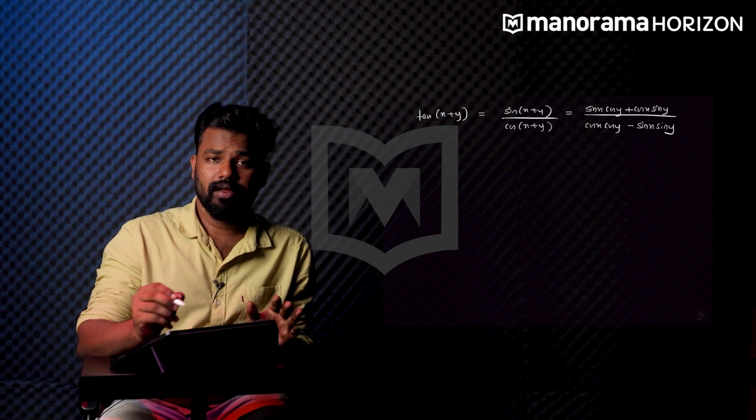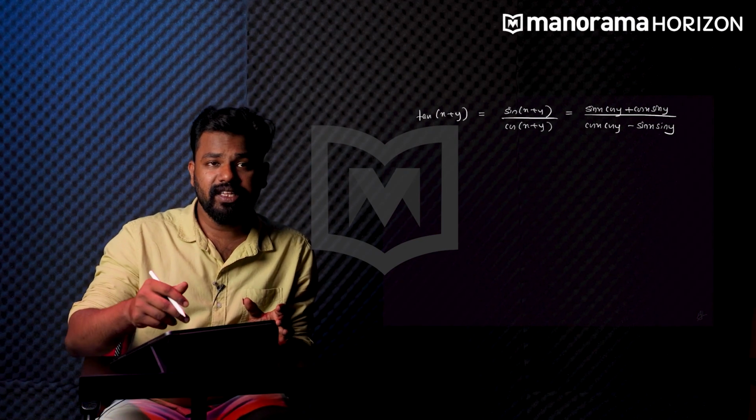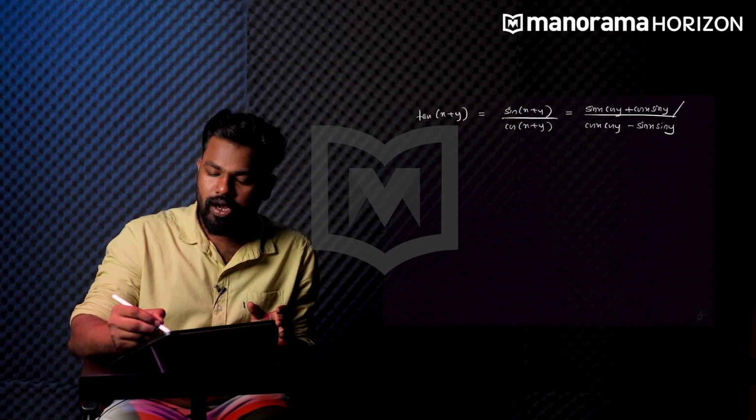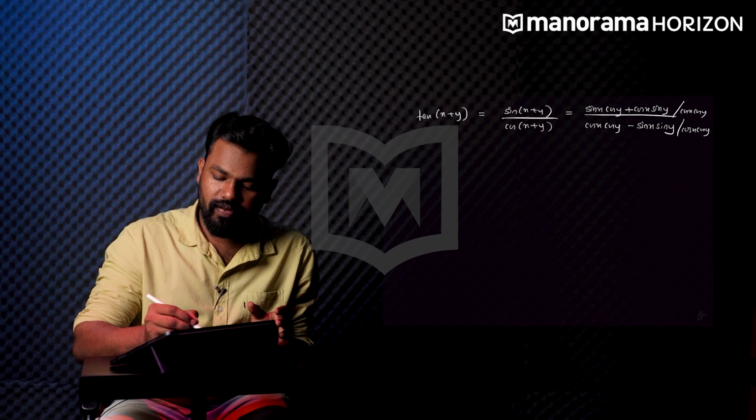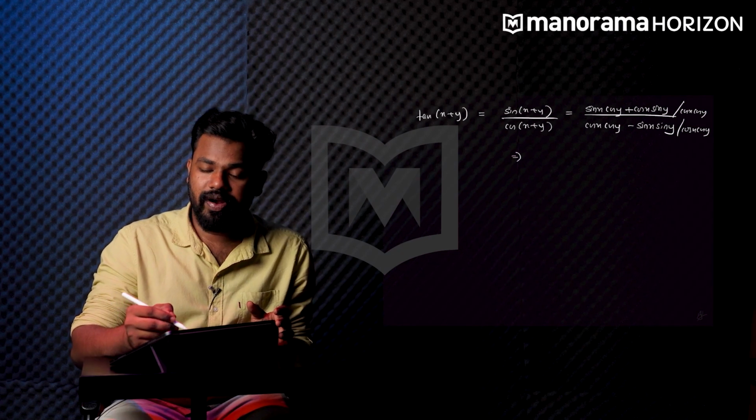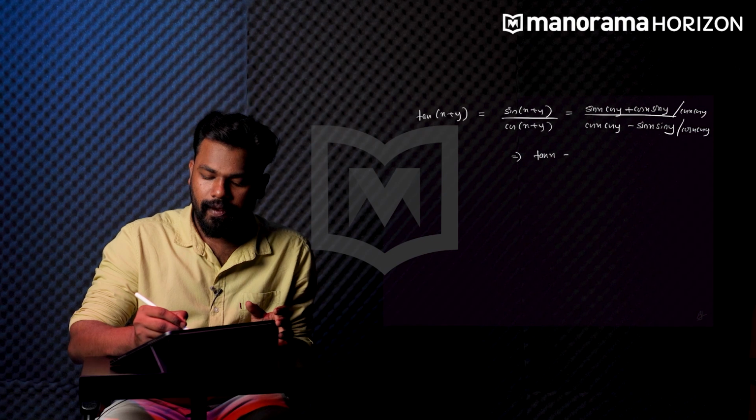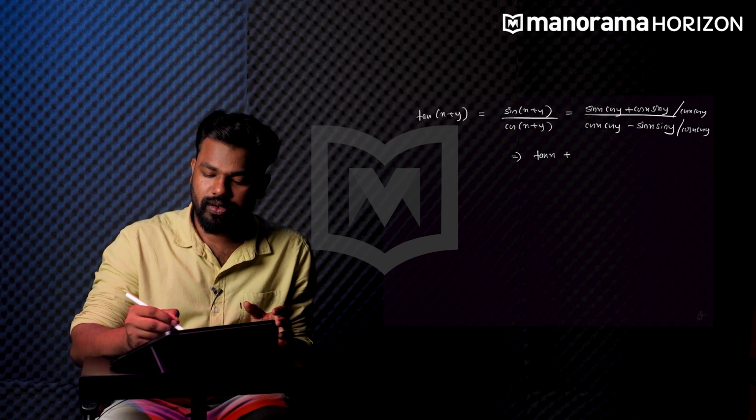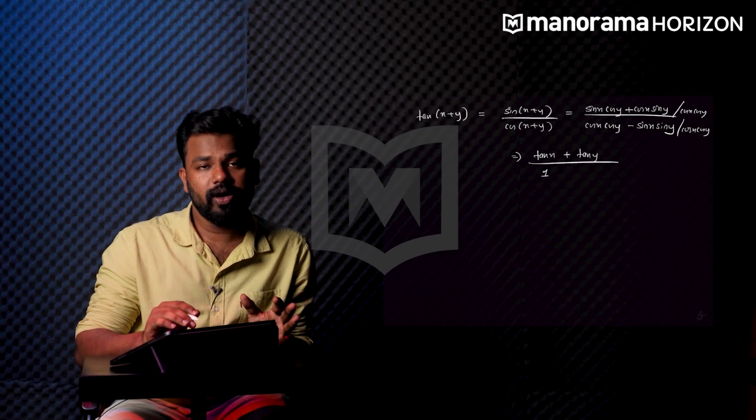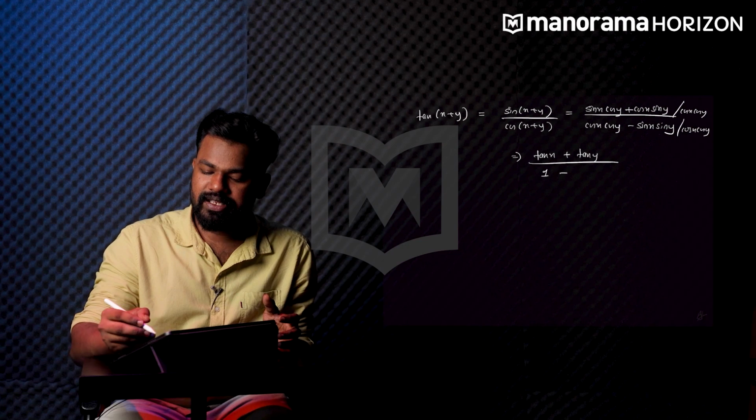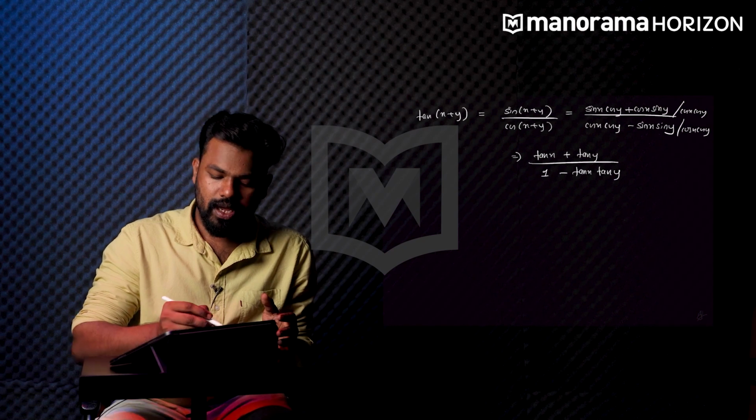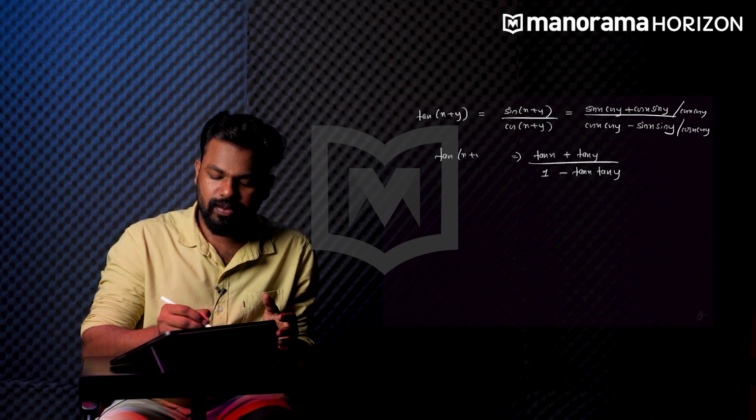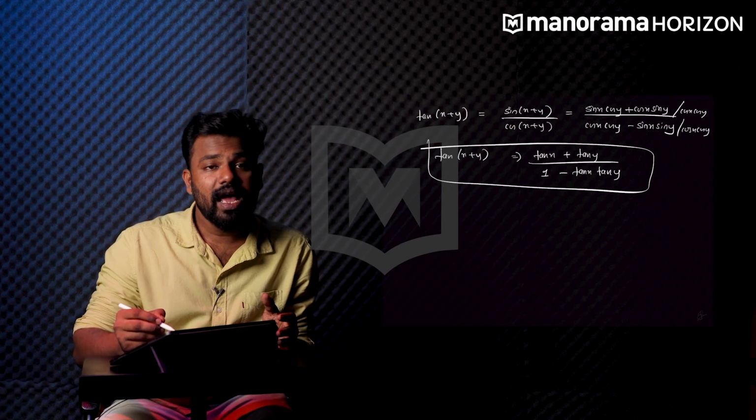Now to get the final answer for tan(x+y), divide the numerator and denominator by cos x cos y. When you divide like that, sin x cos y divided by cos x cos y is tan x, plus cos x sin y divided by cos x cos y is tan y. In the denominator, cos x cos y divided by cos x cos y is 1, minus sin x sin y divided by cos x cos y is tan x tan y. So this is how you get the formula for tan(x+y).